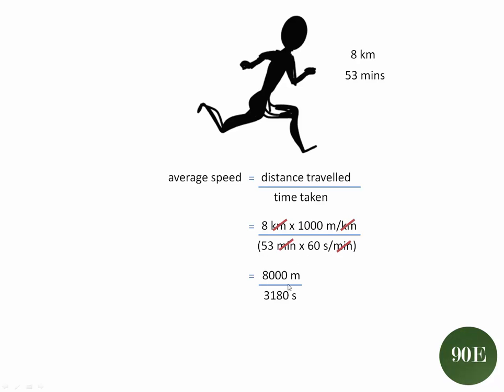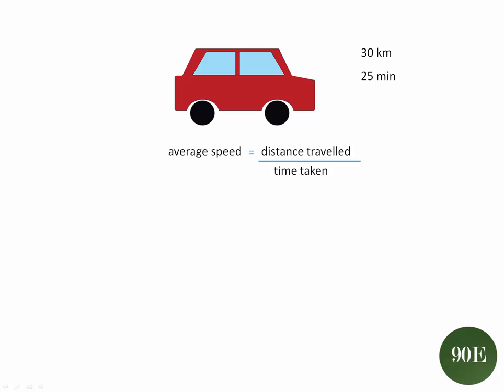Grab your calculator and divide 8,000 by 3,180 seconds, and you'll get the average speed of this run, and that's 2.5 meters per second. Let's compare this to a car now, which we think intuitively would be faster, but we need to calculate it just to make sure. So we've got a car that's travelled a distance of 30 kilometers in 25 minutes. It does, just from intuition, sound faster than 8 kilometers in 53 minutes, but let's work out how much faster.